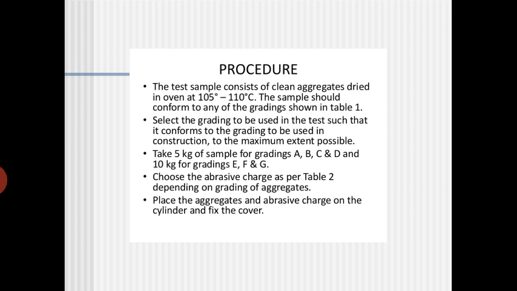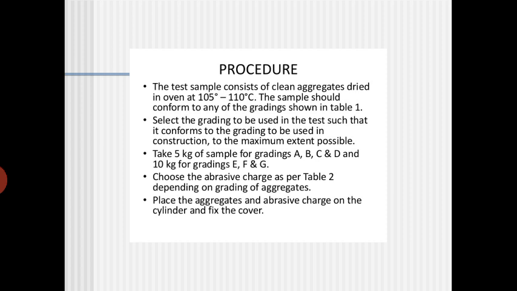Select the grading to be used in the test such that it conforms to the grading to be used in the construction, to the maximum extent possible. Normally the gradings I said are A to G. Normally it is from 63 mm to 6.3 mm of the aggregates. Then take 5 kg of sample for gradings A, B, C, D, and you can take 10 kg for gradings E, F, G.